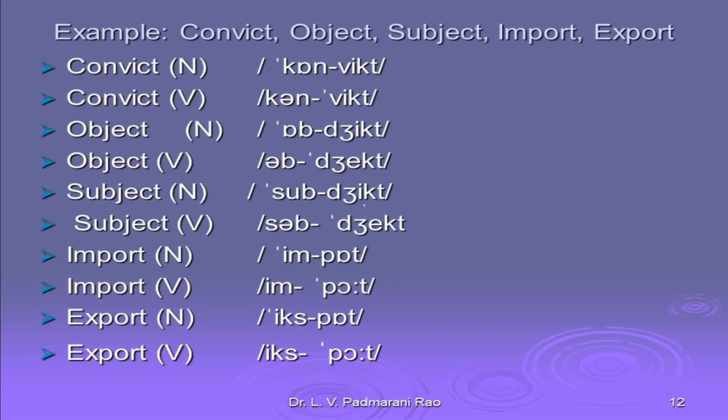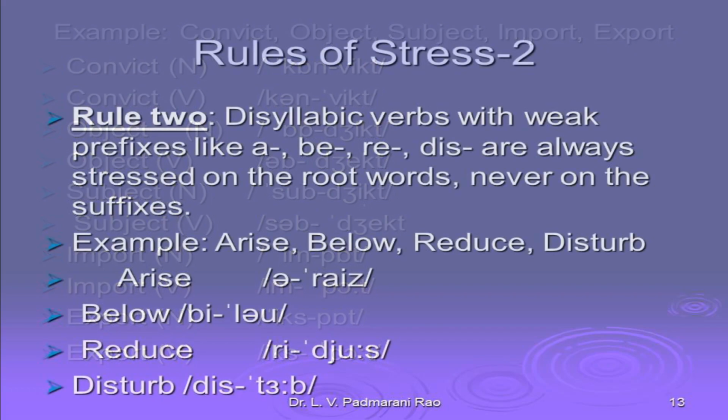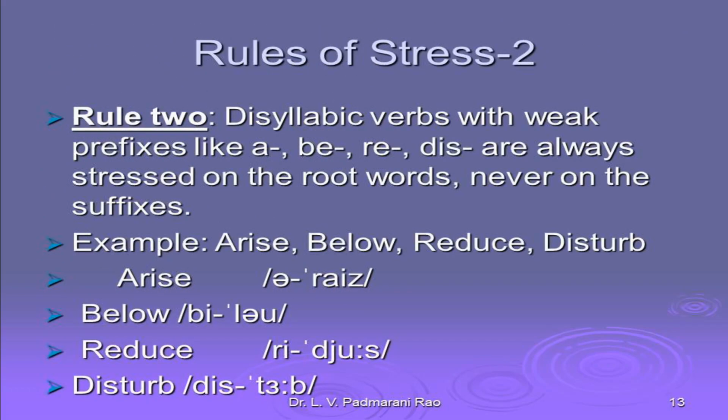So practice it more and try to find out many more words where the same word will be functioning as a noun or an adjective and maybe in some other situations as a verb. And try to pronounce them, transcribe them and pronounce it. It is convict, convict, object, object, subject, subject, input, import, export, export. And there lies the difference. There's a very important rule that you have to bear in mind, which is the very first rule of stress.